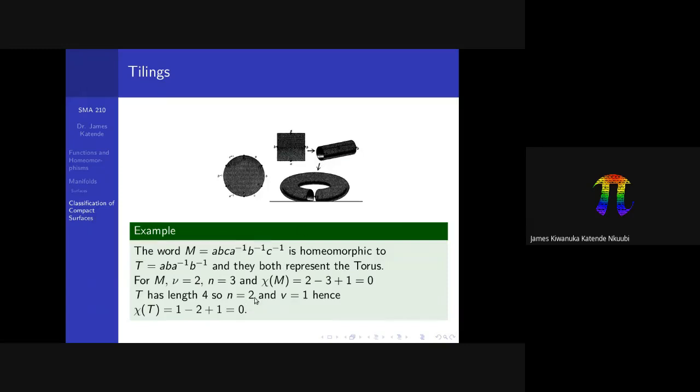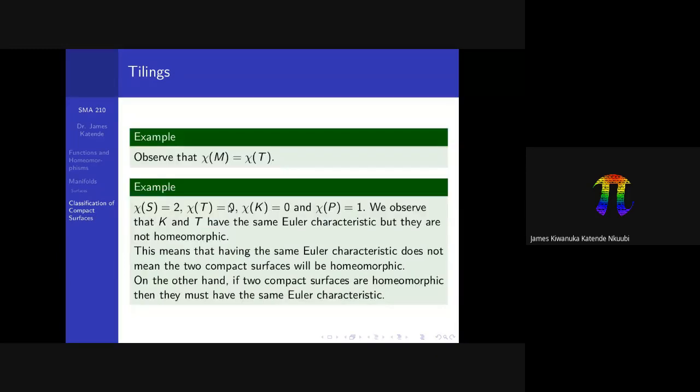You get the same if you use the other plane model. The other plane model has exactly 2 edges and 1 vertex. When you complete the construction, all the 4 corners join together to form 1 vertex. So the Euler characteristic for this torus again is 1 minus 2 plus 1, which is 0. So this tells you again, it doesn't matter which plane model you put on the compact surface, it will always give you the same Euler characteristic.